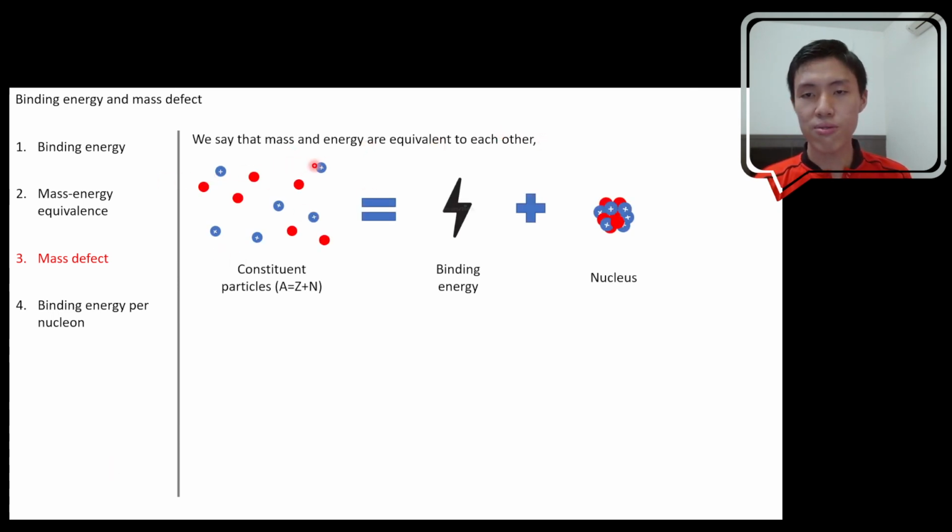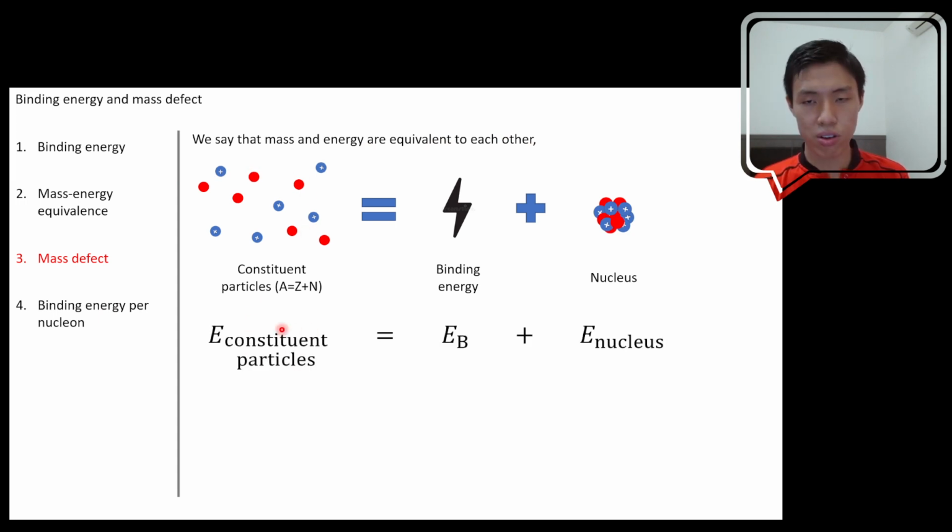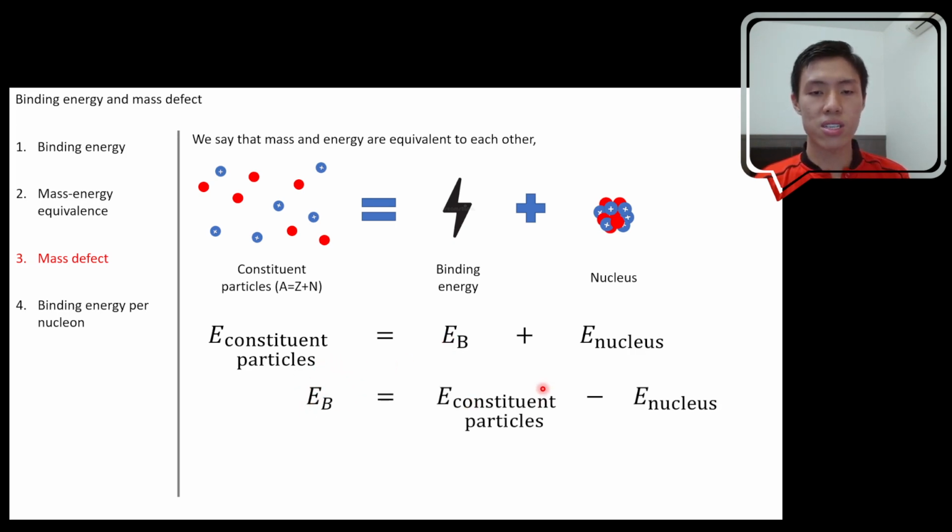So we can say that even though these are the mass of the constituent particles, we can convert it to be the energy of the constituent particles. And this is the mass of the nucleus, but we just say it as the energy of the nucleus. And of course, this energy involved here, for this transition to happen, we call it as the binding energy. If you rearrange this equation, we'll get the binding energy as our subject, and it can be the difference in the energy of the constituent particles minus the energy of the nucleus.